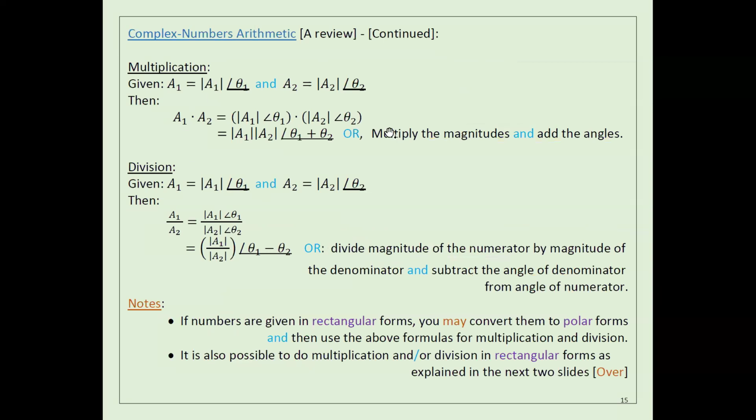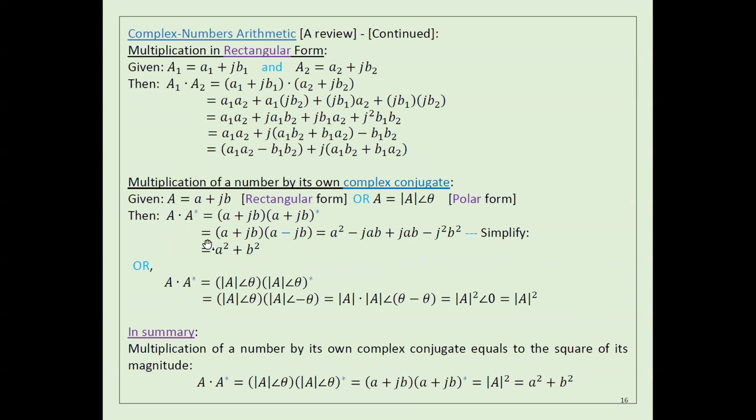That's what I said about how to multiply two numbers in polar format: just multiply magnitude by magnitude, and add the angles. When you divide, you divide magnitude by magnitude, and then you subtract the angles. That's also what I told you.